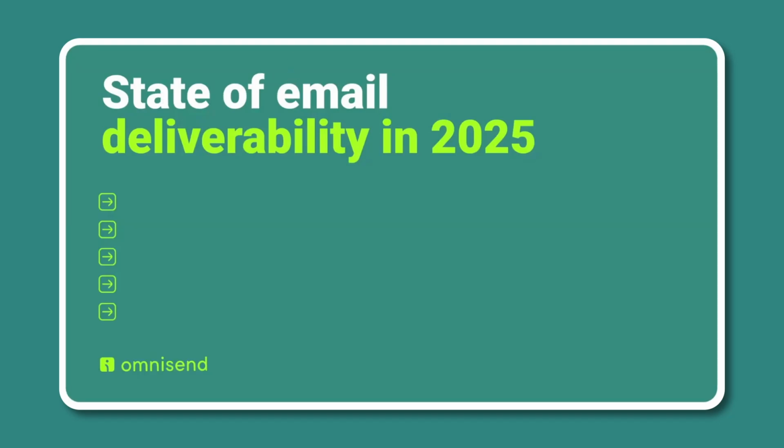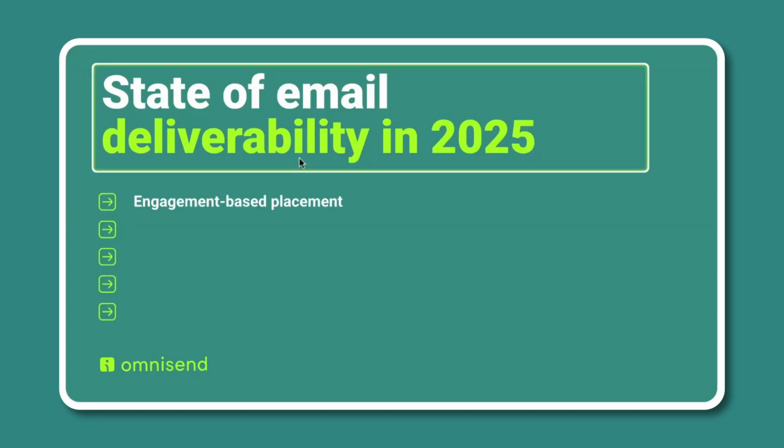Yeah, that's good. Okay. So continuing with the state of email deliverability in 2025. And of course, we will start with engagement based placement because you will hear me talk about engagement a lot today, so please bear with me, it's really important. If you take out just one thing out of this webinar, that should be how important engagement is for email deliverability. So yeah, email deliverability is constantly evolving.